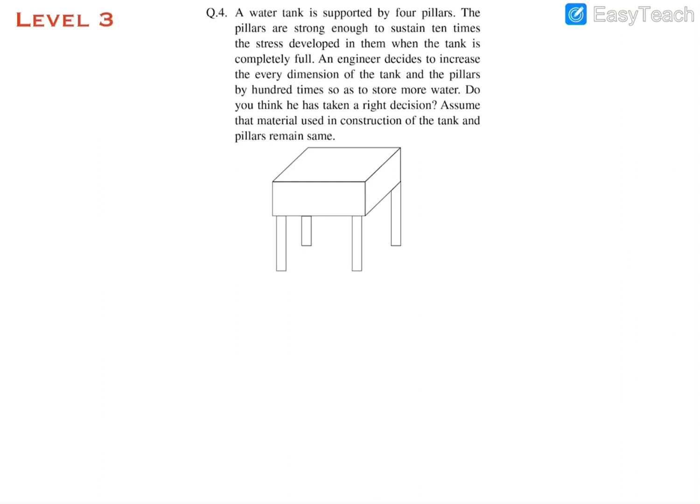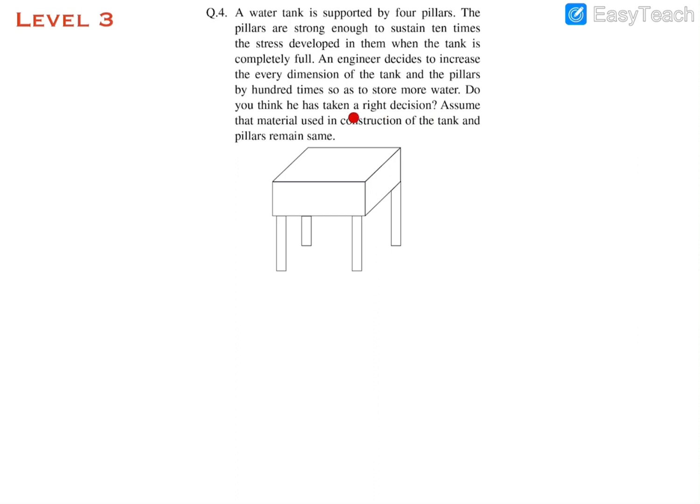In this question, you can see that there is a water tank which is supported by 4 pillars. Now the pillars are strong enough to sustain 10 times the stress which is developed in them when the tank is completely full. An engineer decides to increase every dimension of the tank and the pillars by 100 times so as to store more water. So we have to justify his decision, whether his decision is correct or incorrect.